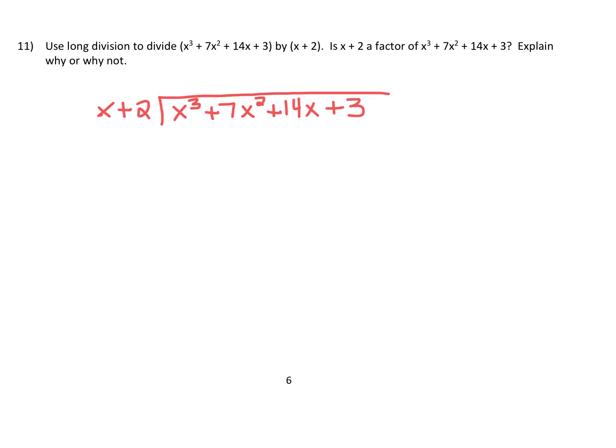Explain why or why not. Okay, so let's do it. So long division. Let's look at the first term of the expression outside the division bar and the first term of the expression underneath the division bar. We want to say, what do I multiply this x by to give me x cubed? So that would be x squared. So I'm going to put that on top of my division bar. And now let's distribute. x squared times x is x to the third, and then x squared times 2 is 2x squared.